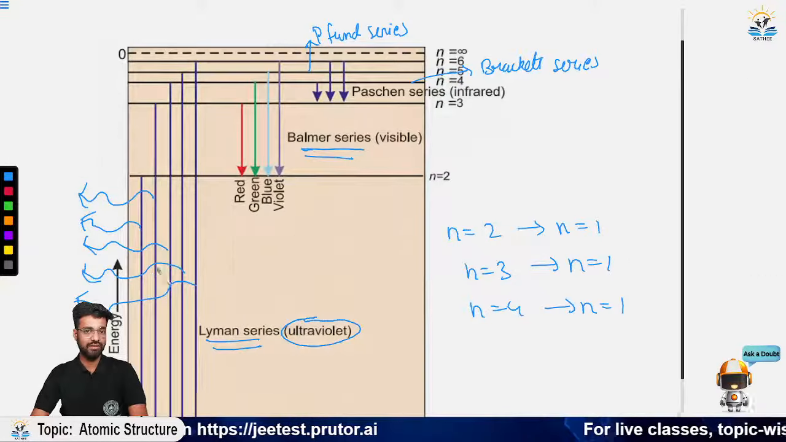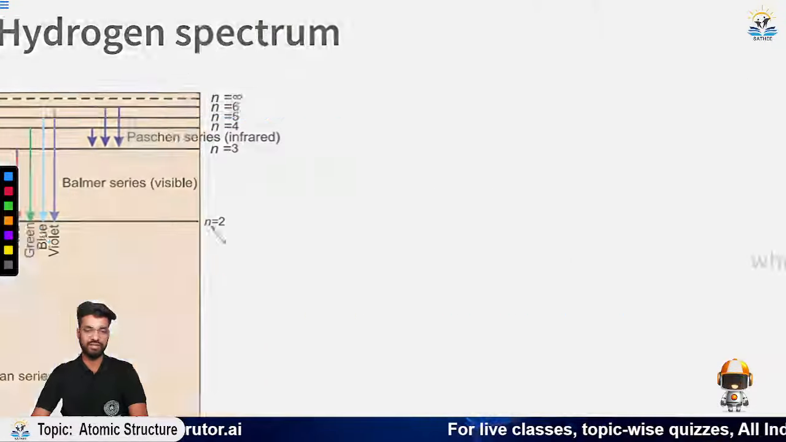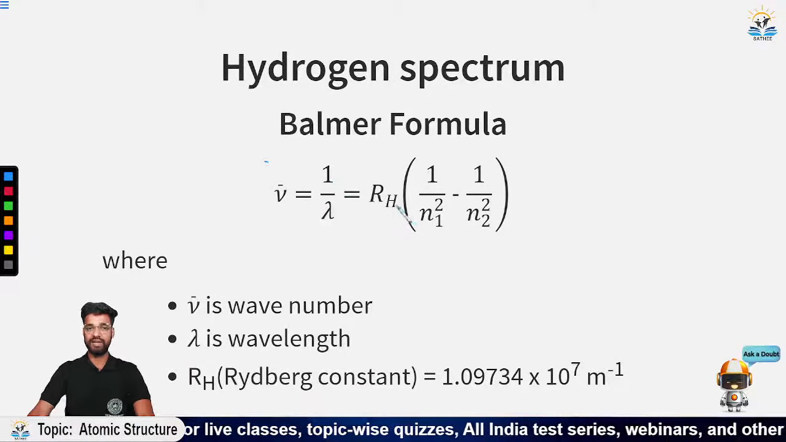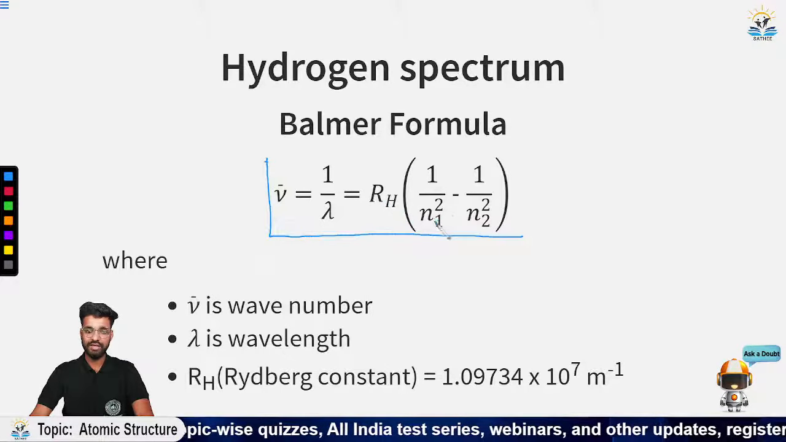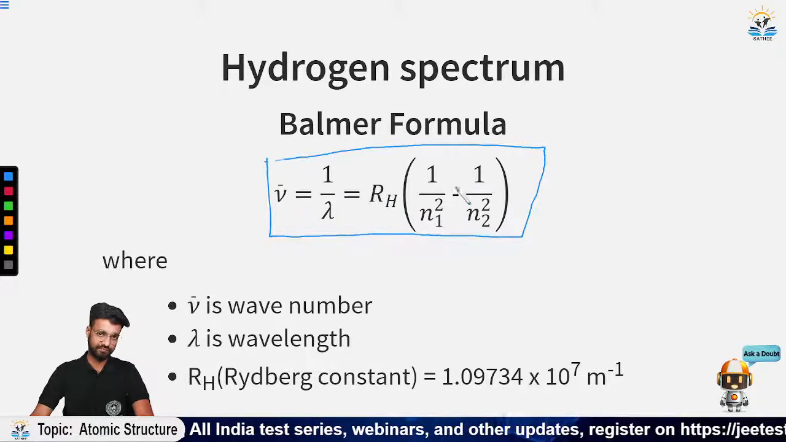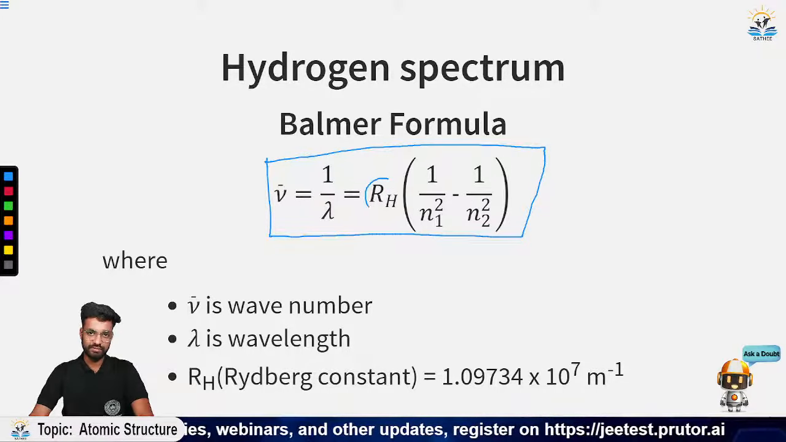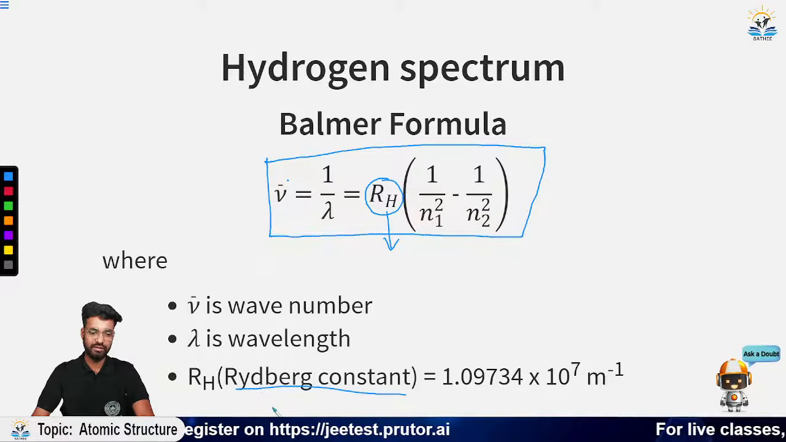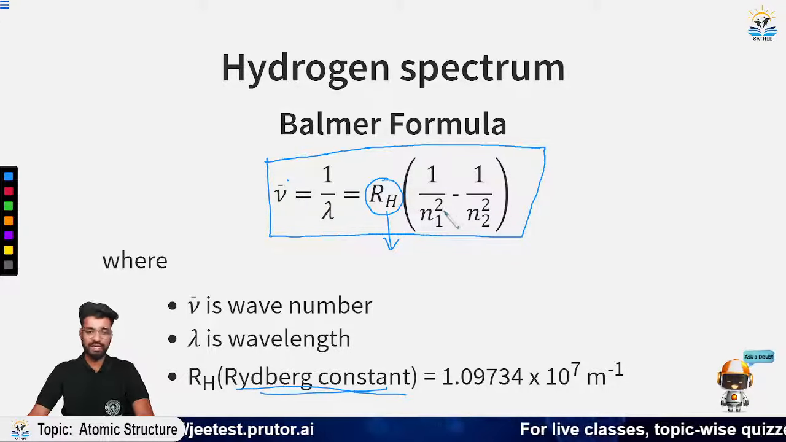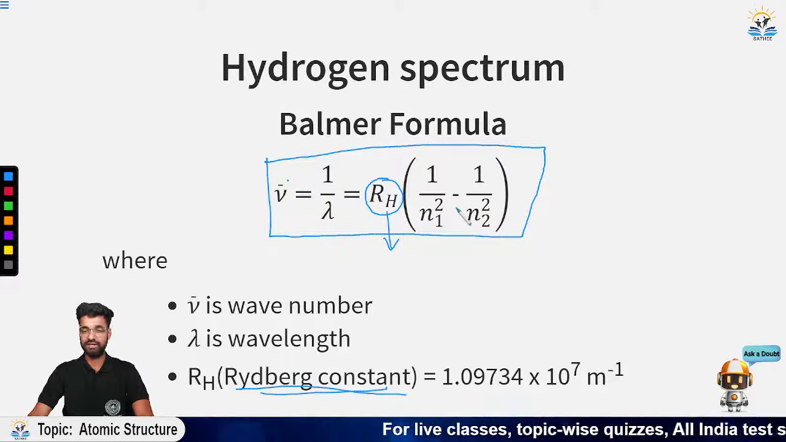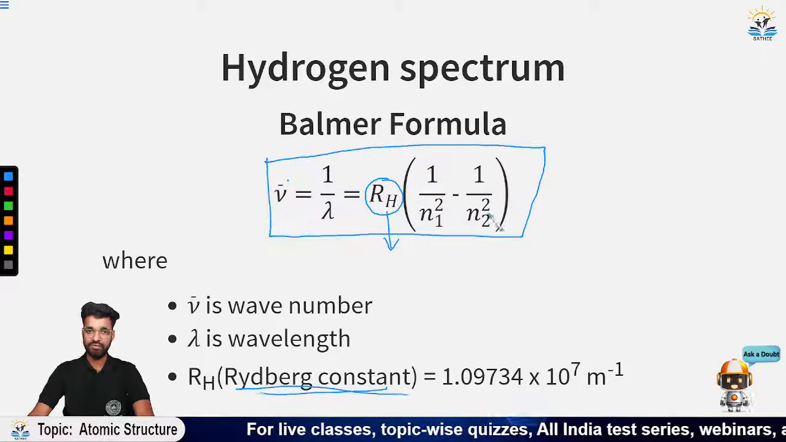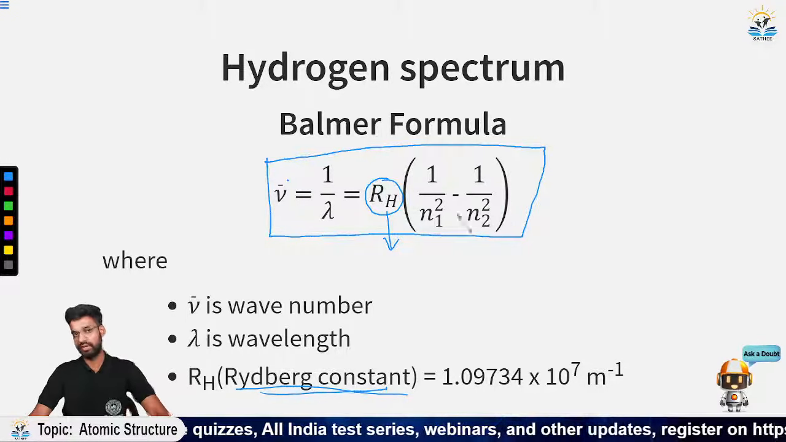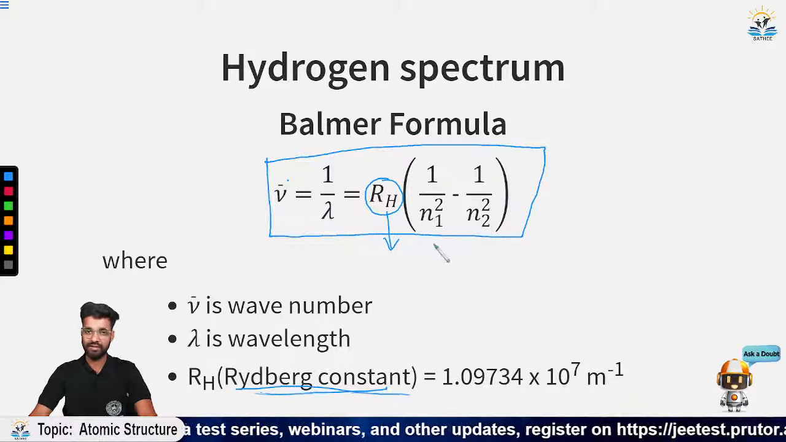You can see here that light is emitted during the transition, and the inverse of the wavelength of each light is given by RH (1 by n1 square minus 1 by n2 square), and this RH is called the Rydberg constant. What is n1? n1 is the initial level from which the electron is falling, and n2 is the lower, final level to which the electron is falling.